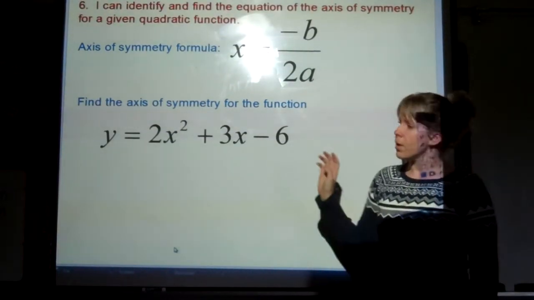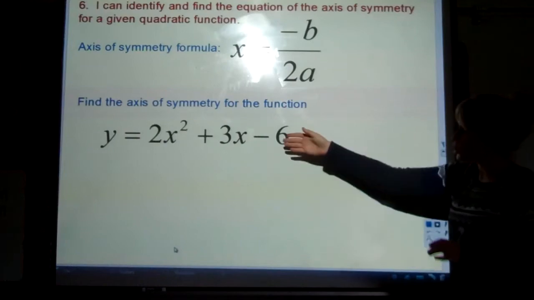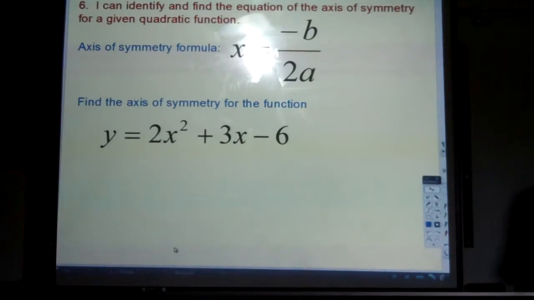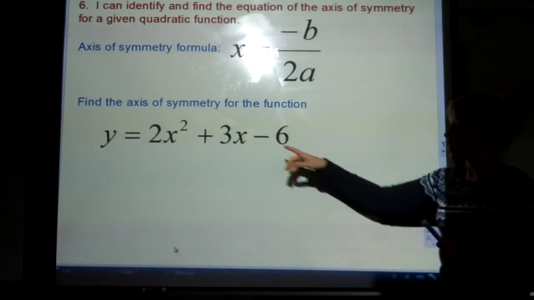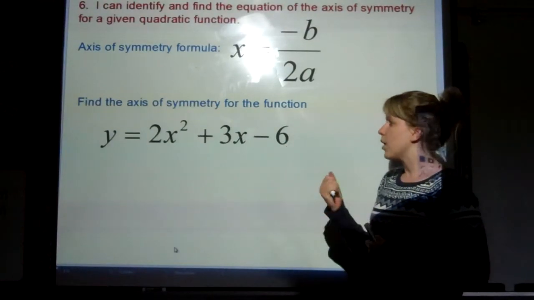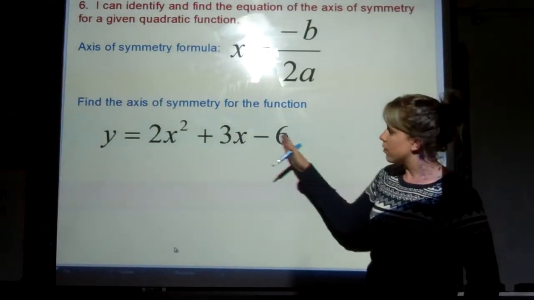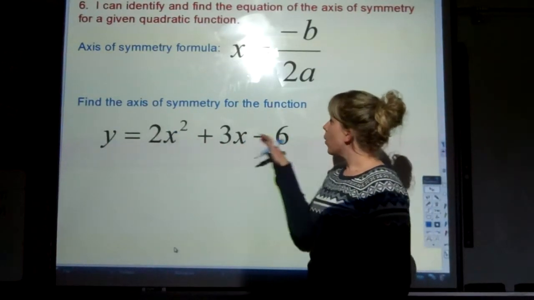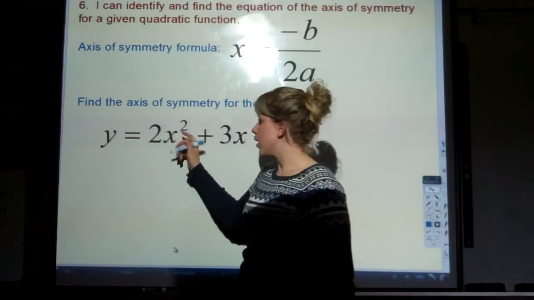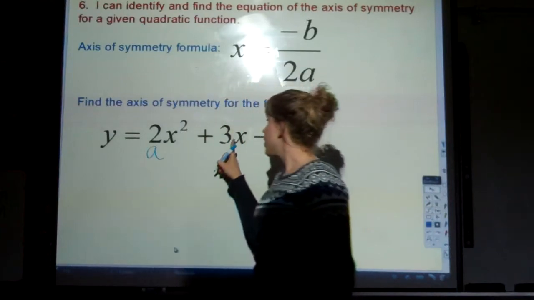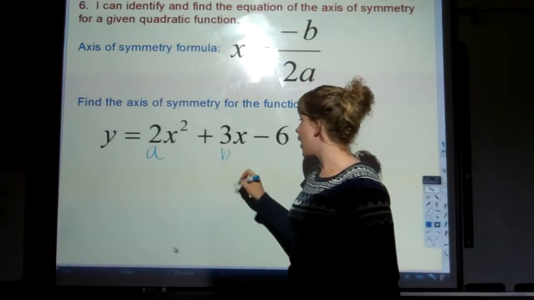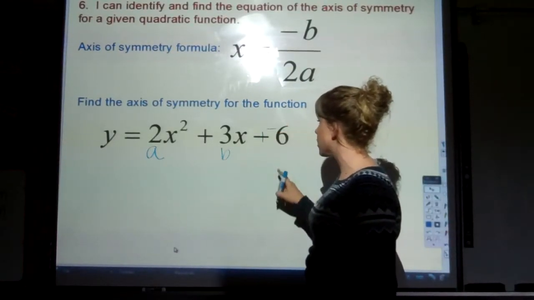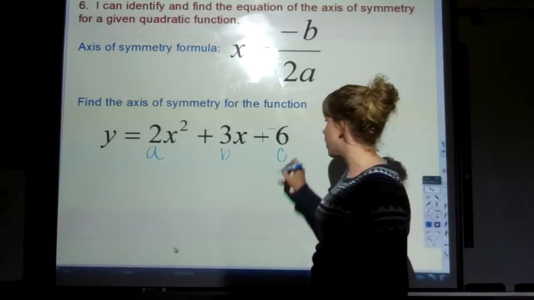Now, in order to do this, we need to be able to identify which numbers in our equation are the a, the b, and the c. The nice thing is, the a is always attached to the x squared, the b is attached to the x, and the c is by itself. If your equation is missing any of these, then it's 0. So, in this equation, since the 2 is attached to the x squared, that's our a. The 3 is the b because it's attached to the x, and the 6 is the c. Or rather, negative 6, because it says minus 6. We can put that as plus negative. So this is c, negative 6.